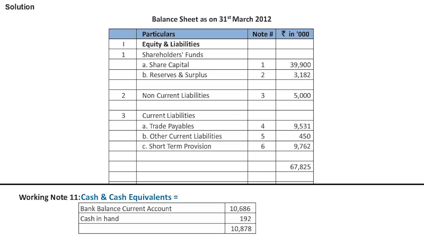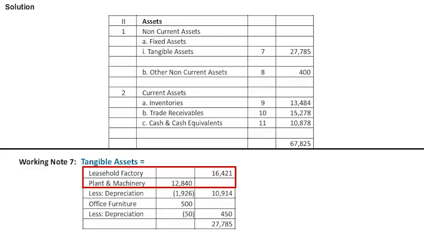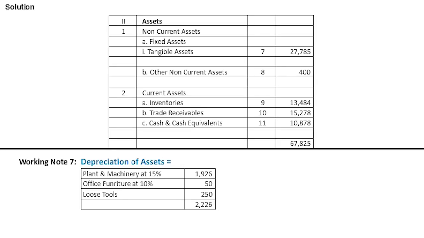So this is done. Leasehold factory, plant and machinery, these will be part of your non-current assets. So 16,421 and 12,842, which will be part of your tangible assets. Note number 7, 16,421 and 12,840. Then you have loose tools 1,250 and there is some adjustment about the loose tools.